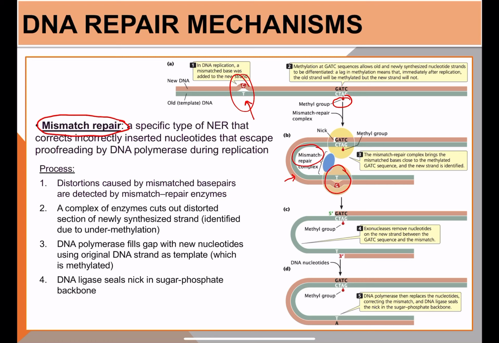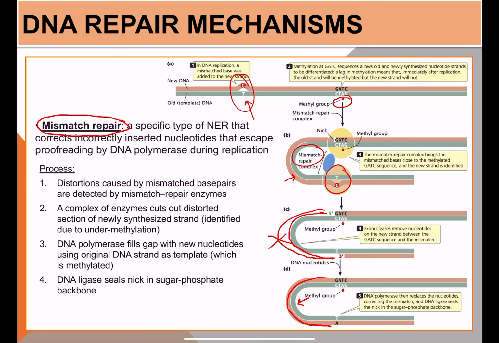And that's how it knows that's the strand you're not supposed to delete. Okay, they will not delete the methylated strand, and they will see it as the correct template strand. So they remove that entire wrong sequence out, and then now it's going to recruit DNA polymerase, which fills in the gap and puts in the correct sequence according to your methylated template strand.